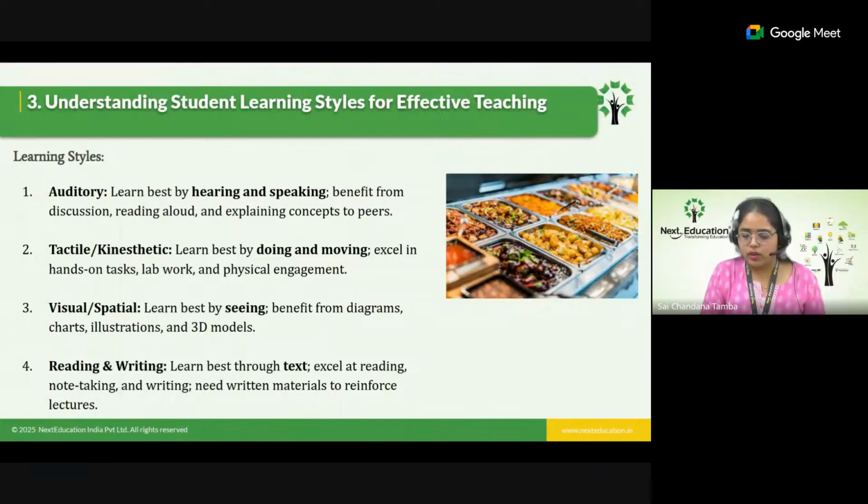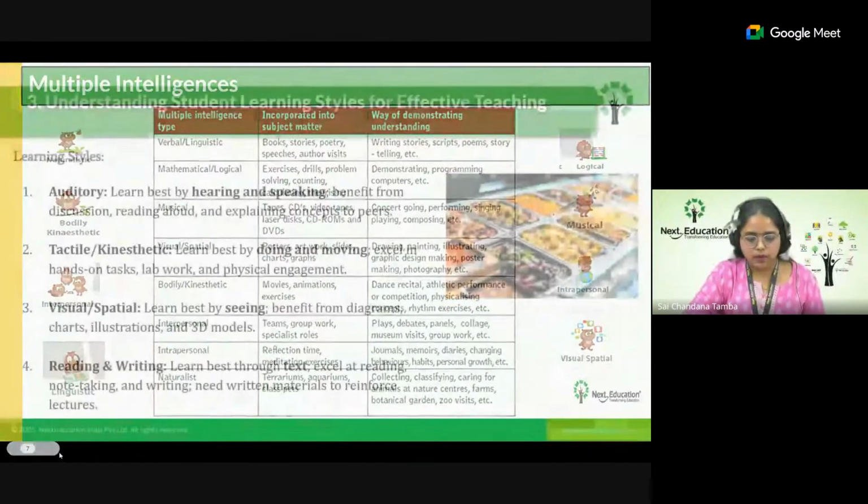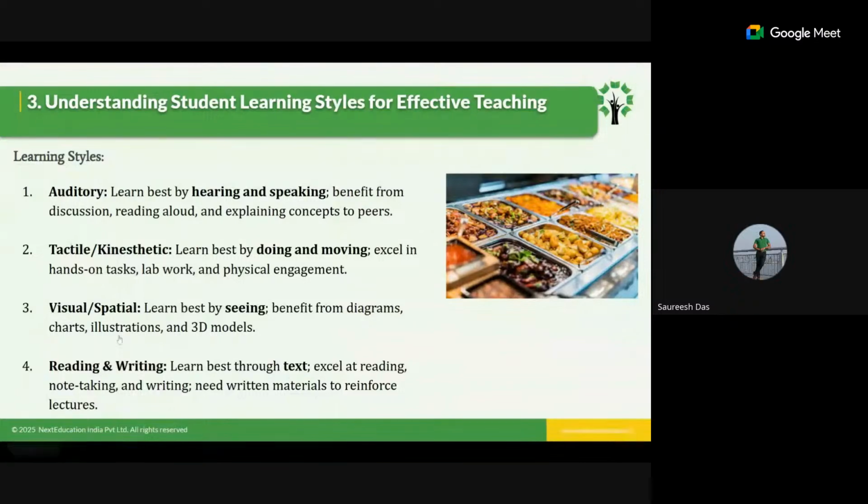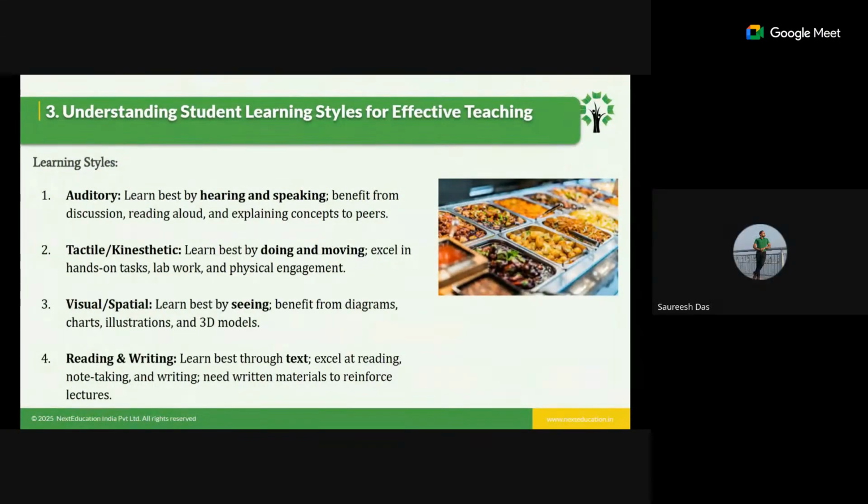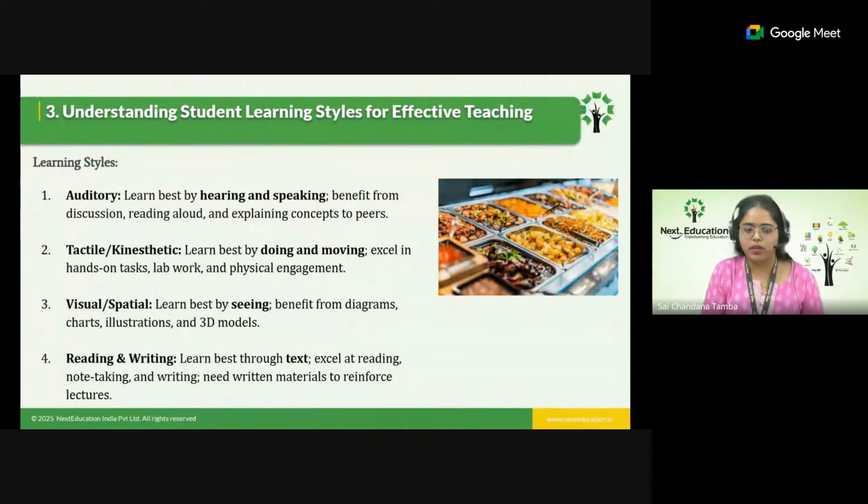And when it comes to tactile or kinesthetic, can anyone tell me what is kinesthetic? Learning by doing, with hand and motor skills. Yes, correct, it's all hands-on activity. So whatever they do by using their senses or movement, learning by doing, as one of you said. Hands-on tasks, lab work, anything related to physical engagement comes under tactile learners. And next comes visual or spatial, the ones who learn by seeing: diagrams, flow charts, 3D models, illustrations. They easily grasp knowledge using visual aspects.